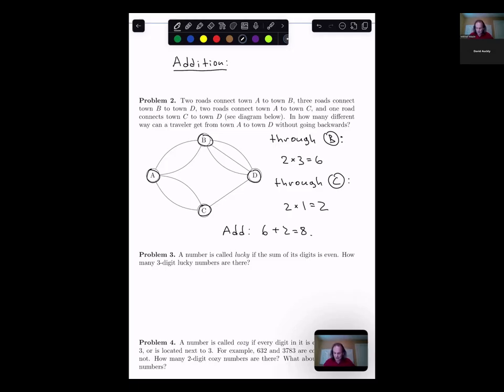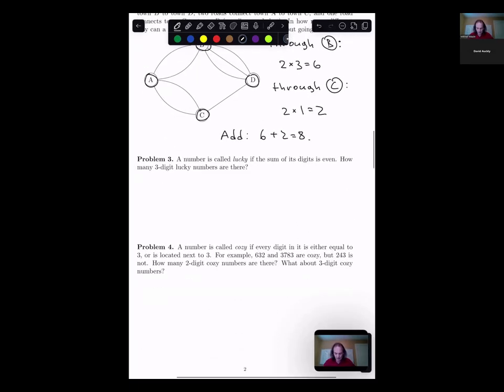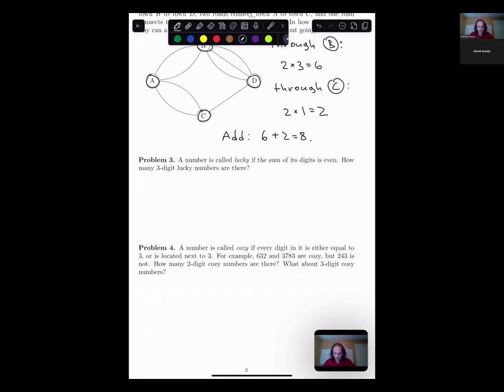But let's have a look at the next problem here. A number is called lucky.